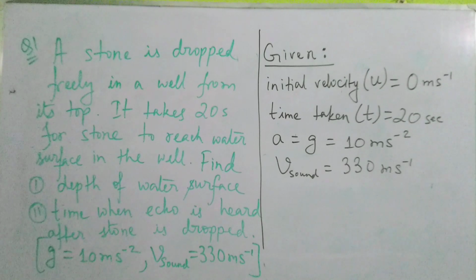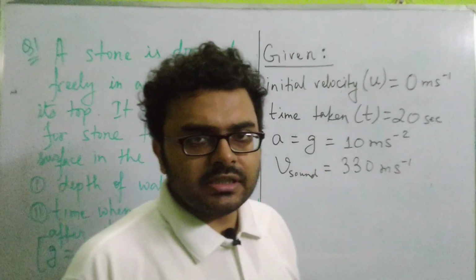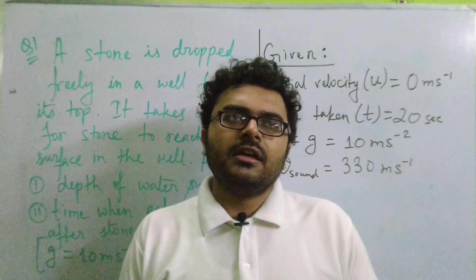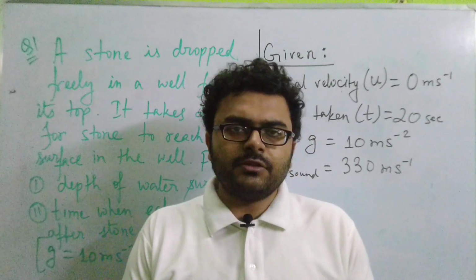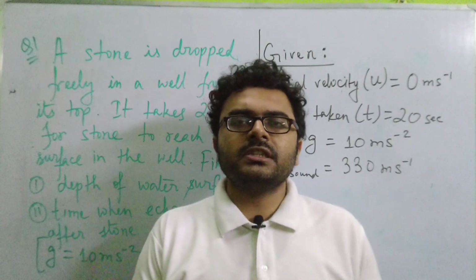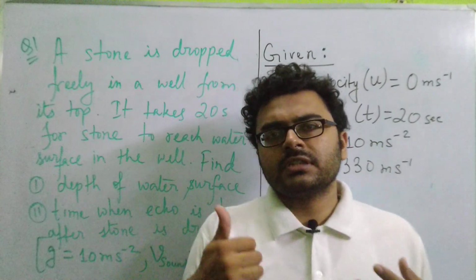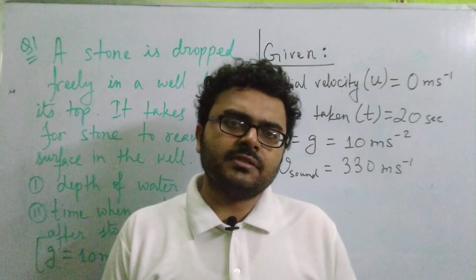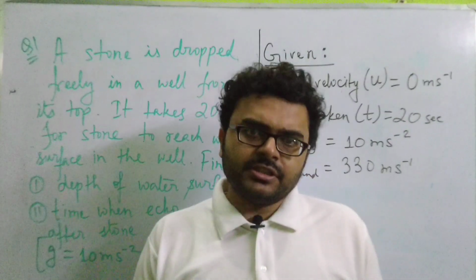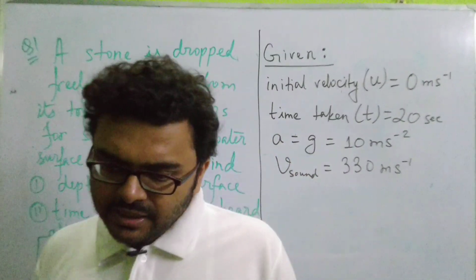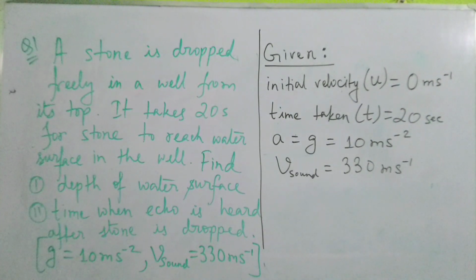So while calculating the depth of the water surface, what are the information? Initial velocity is 0, time taken is 20 seconds. We have to find out the depth, or rather you can say we have to find out the S. In our equations of motion, we denote it as S. So which equation can be used? If we use the equation v equals u plus at, there is no S, so we cannot use it. If we use the equation S equals ut plus half gt square, yes, it's a valid equation because time is mentioned as well as the initial velocity is given, acceleration is mentioned, so we can easily find out the depth. So let us do the calculation part.